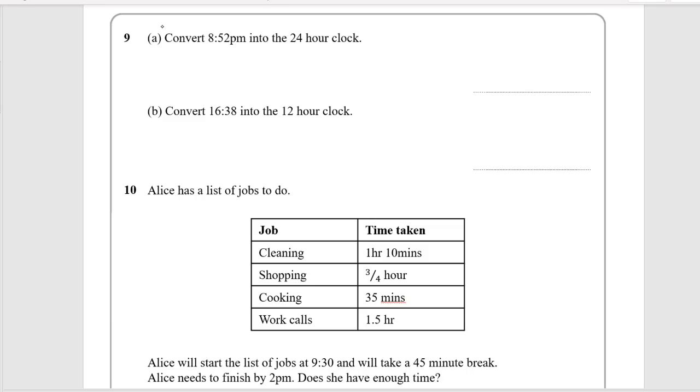Okay, convert 8:52 p.m. into 24-hour clock. So that'd be 20:52. No AM or PM because it's 24-hour clock. Convert 16:38 into 12-hour clock. So now we need a PM because it's 16, after 12. So it's PM after midday, past midday.